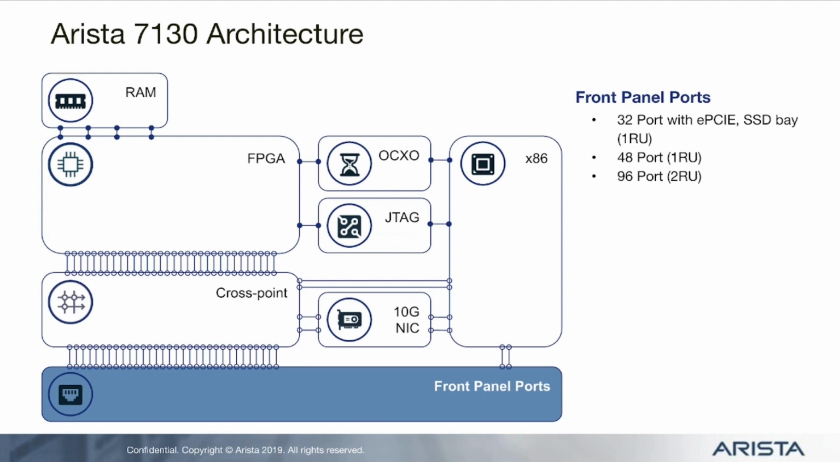Last but not least, the front panel facing ports, which consist of either 32, 48 or 96 SFP+ interfaces that support either 1 or 10 gigabits per second, depending on the application that has been loaded on the FPGA. The 32 port variants also include an external PCI Express and SSD bay on the front panel.